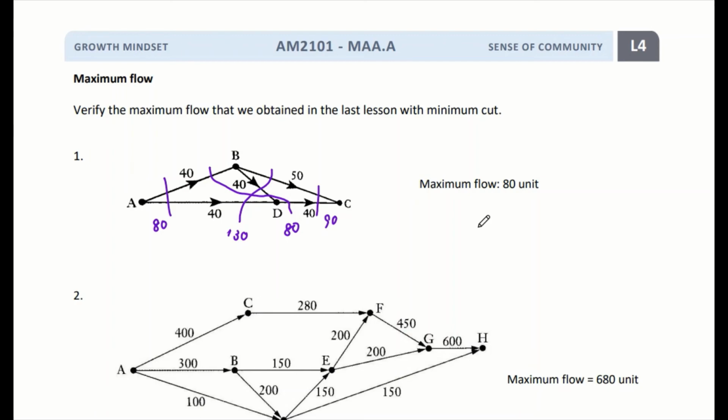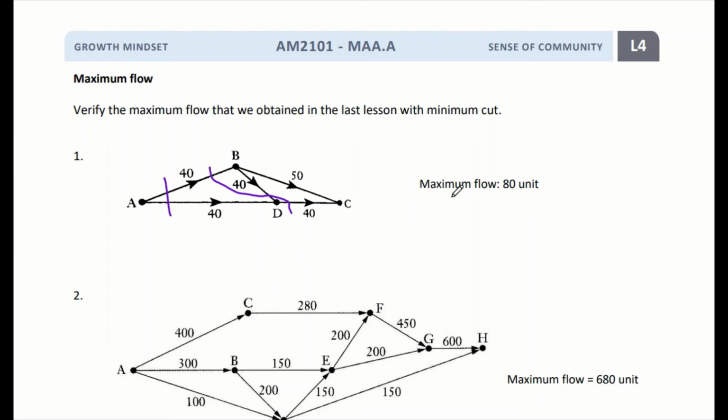So after you do that, normally what we try to do with minimum cut is to verify our answer for maximum flow. If you can get a cut with the minimum capacity, which is totally equal to the maximum flow that you found, then you know that your answer is correct. All right, I hope that is clear. So in this case, there are two minimum cut answers. Either one that you draw, they are all correct. So this will be your answer. This is the cut that gives you the minimum, which is equal to 80. So this is correct.